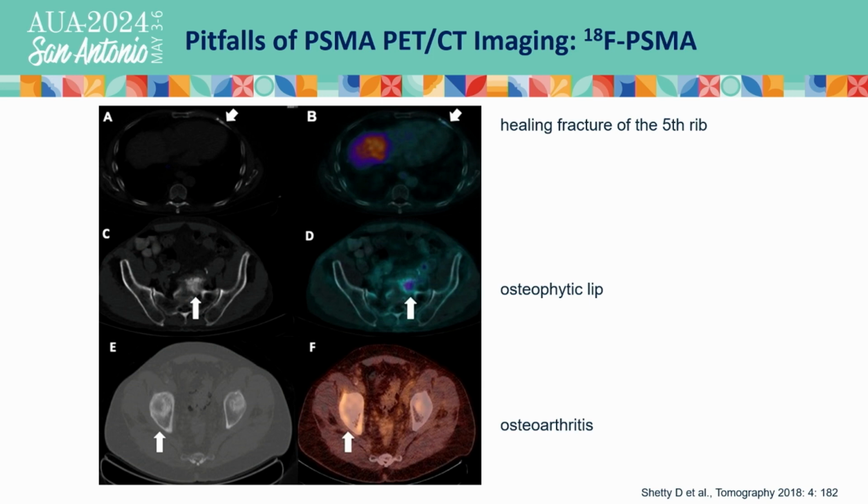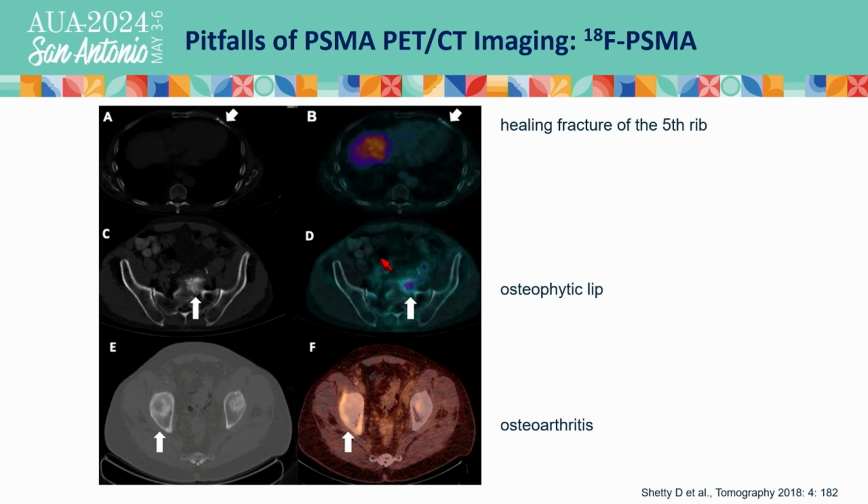The drawback is that with the F18 PSMA, you might have false positive results in the bone. For example, if you have a healing fracture in the rib. So whenever you see a patient who has PSMA positive lesions in the ribs, as you know from skeletal scintigraphy, it could be everything from metastatic disease, a trauma, a healing fracture, arthritis, whatever.